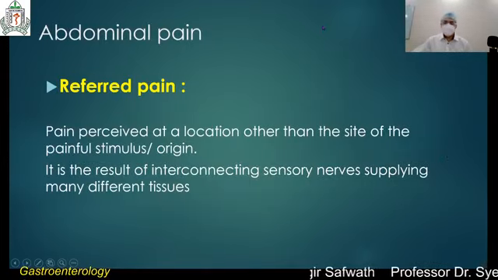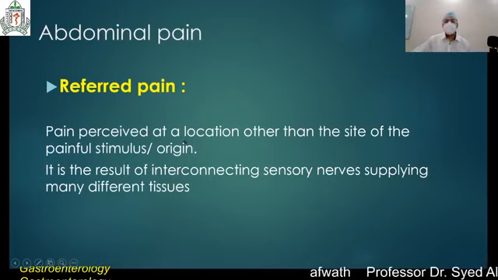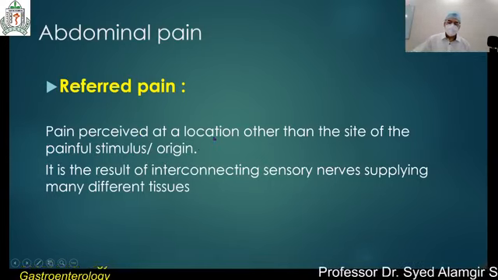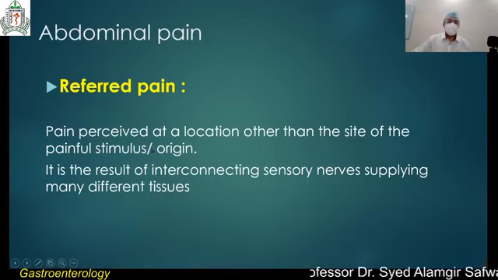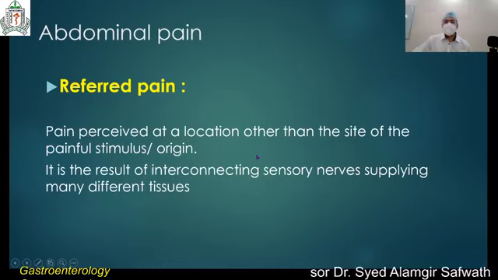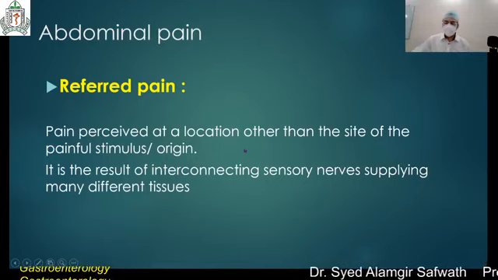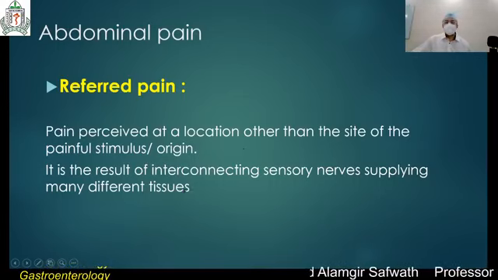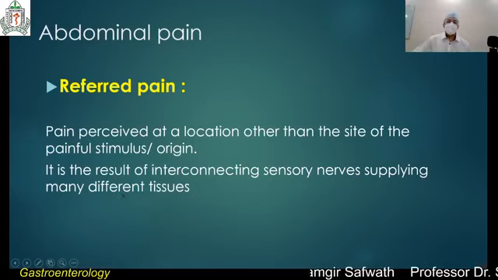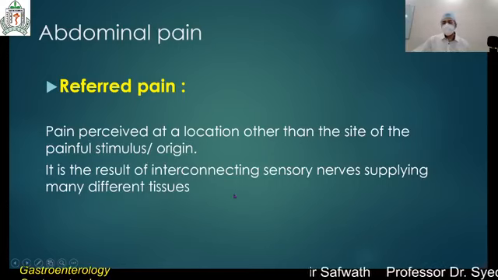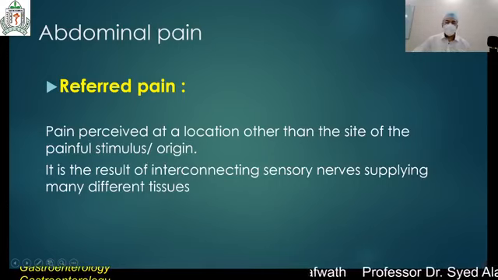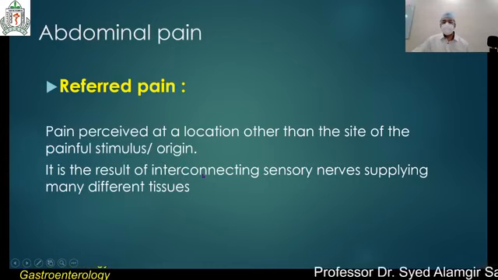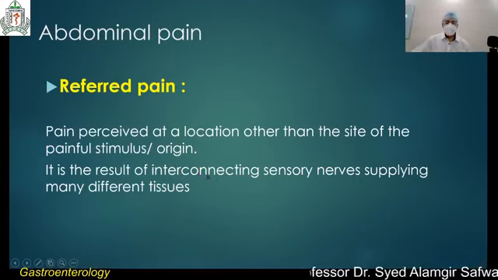If you think what is referred pain, then you'll find that it is pain perceived at a location other than the site of the painful stimulus or origin. So the pain is perceived in another area. It is not at the area of involvement of the disease or origin. It is referred to another point. It is the result of interconnecting sensory nerves supplying many different tissues. So there are some sensory nerves which are interconnected with each other, and due to this interconnection, these nerves are supplying different types of tissues. When pain arises, the pain may refer from one site to another. So these are referred pain.